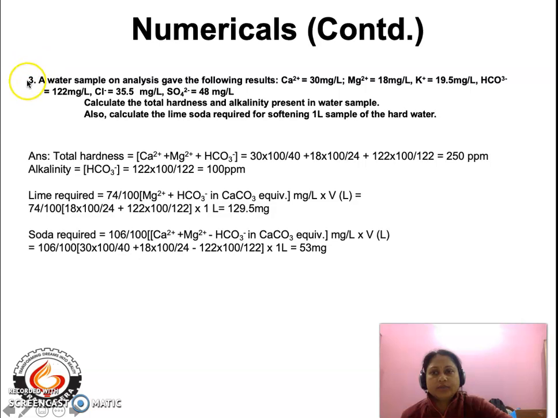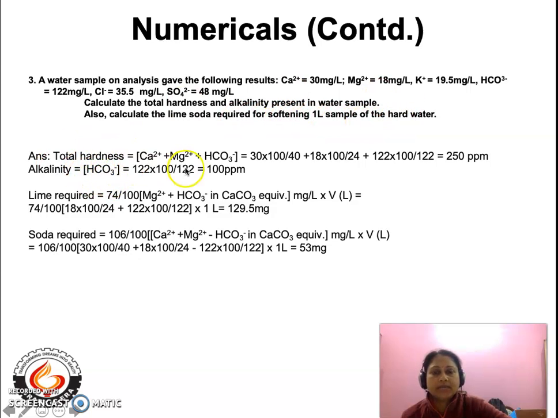Now let us come to numerical number 3. A water sample on analysis gave the following results. Calcium ions is 30 milligrams per liter, magnesium ions is 18 milligrams per liter, potassium ions is 19.5 milligrams per liter, the bicarbonate is 122 milligrams per liter, the chloride ions is 35.5 milligrams per liter, and the sulfate ions is 48 milligrams per liter. Calculate the total hardness and alkalinity present in the water sample. Also calculate the lime soda required for softening 1 liter sample of the hard water.